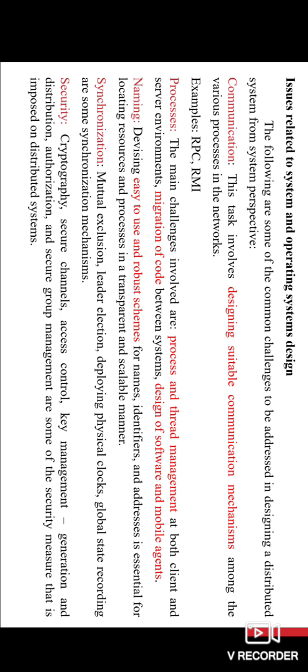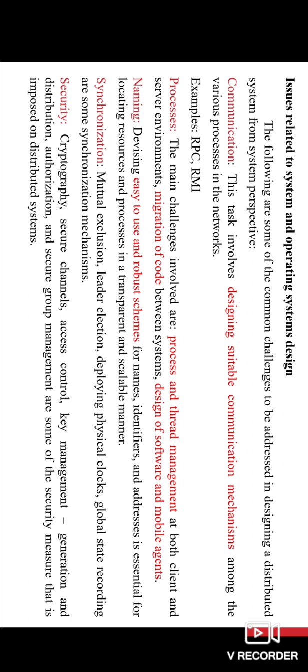Then third challenge is naming. That is, you have to introduce the easy and robust scheme for naming the resources, for giving the identifier names, and to give the addresses to the resources. So how to locate the resources in an easy way and in a quick way. So it is one of the main challenges in distributed system. All the processes must be named in a transparent manner as well as the scalable manner.